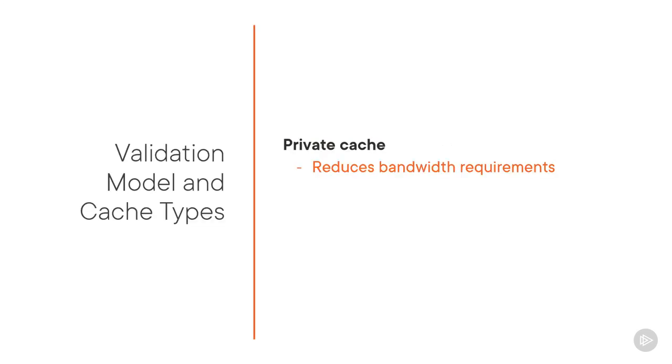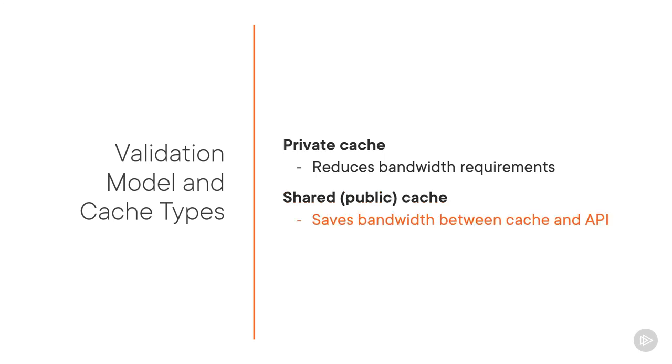If it's a private cache, subsequent requests save bandwidth. We have to communicate with the API, but we don't need to send over the full response from the API. Only a 304 not modified if the response is the same. If it's a shared cache, subsequent requests don't save bandwidth between the cache and the client, but it does save bandwidth between the cache and the API, as the API doesn't have to regenerate a response if it's still valid, so it doesn't have to send over a response body to the cache.